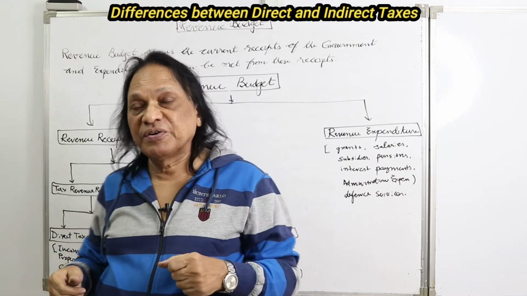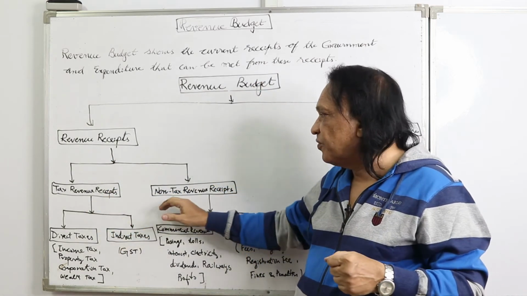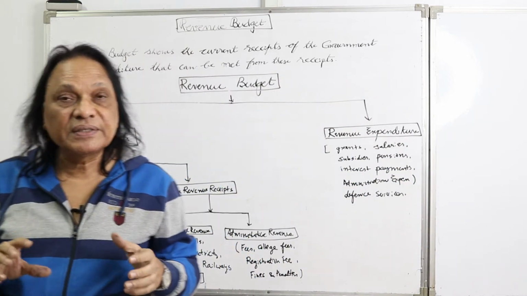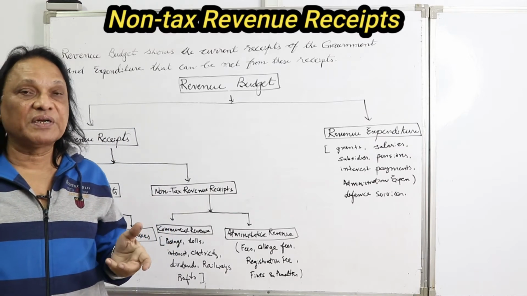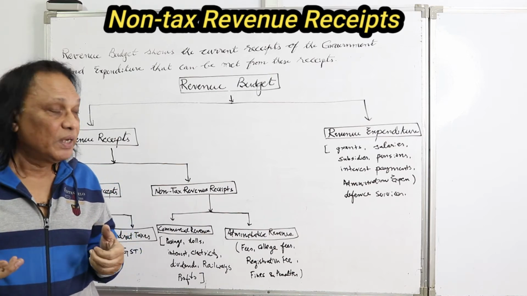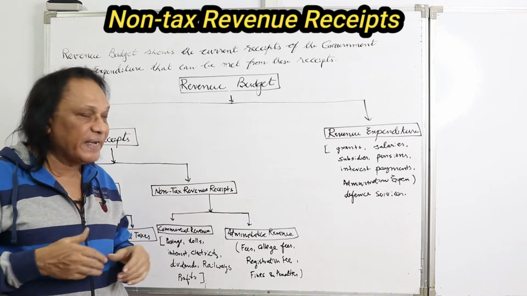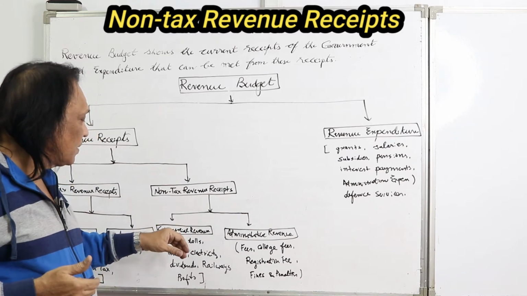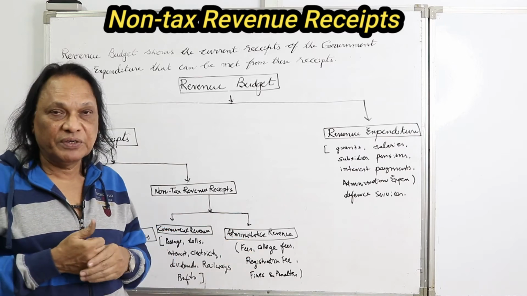Now let's proceed further. In revenue receipts, tax revenue receipts, we finished it, and we have non-tax revenue receipts. What are non-tax revenue receipts? These receipts are not in the nature of taxes. The government is generating some revenue, earning some revenue, not in terms of taxes, but some other means. Those are called non-tax revenue receipts. Which are these? These are commercial revenue. Again, they are divided into two: commercial revenue, administrative revenue.